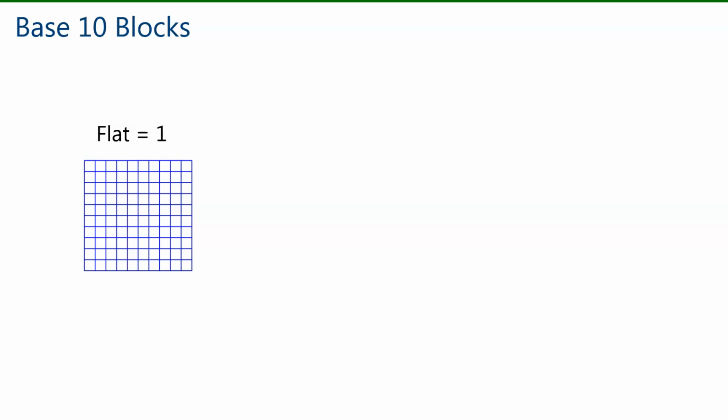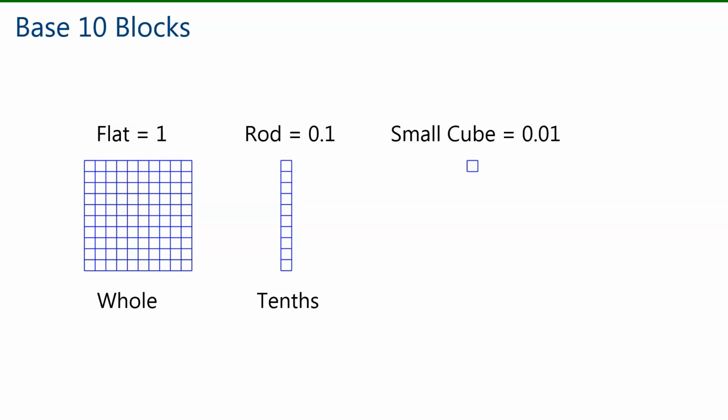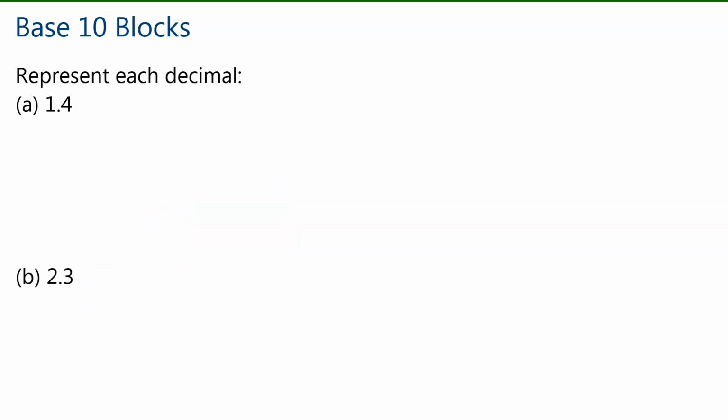When you have a block like this that is 10 units across and 10 units down, we call that a flat. That's going to represent one whole. Then this rod will represent 1/10. And then the small cubes represent the hundredths place. So let's start by looking at how we can use these blocks to represent these decimals.